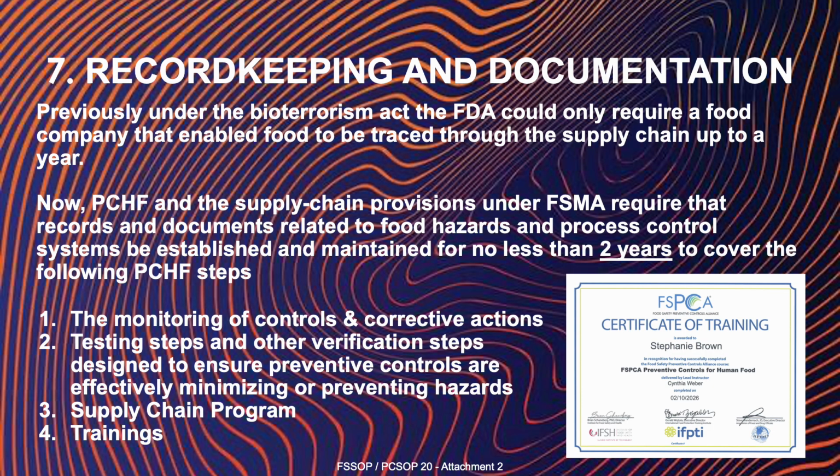7. Record keeping and documentation. Previously under the Bioterrorism Act, the FDA could only require a food company that enabled food to be traced through the supply chain up to a year.